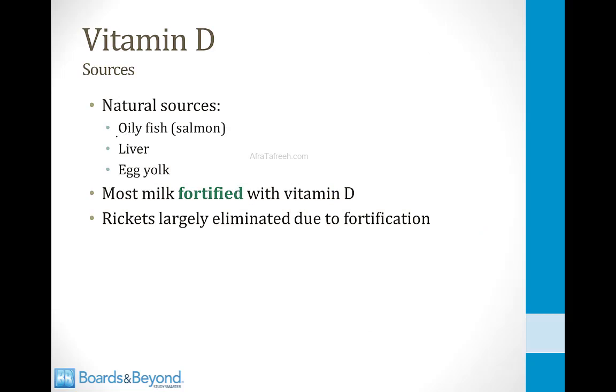Natural sources of vitamin D include oily fish like salmon. If you eat liver, you'll consume lots of vitamin D, and you can also find it in egg yolks. In the United States, most milk is fortified with vitamin D, and this was done to eliminate rickets many years ago. Rickets used to be relatively common. Because milk contains calcium, they fortified it with vitamin D, and therefore, if you drink milk, you will get plenty of vitamin D and plenty of calcium, and you should not get rickets. And that's why we almost never see rickets anymore in the United States.